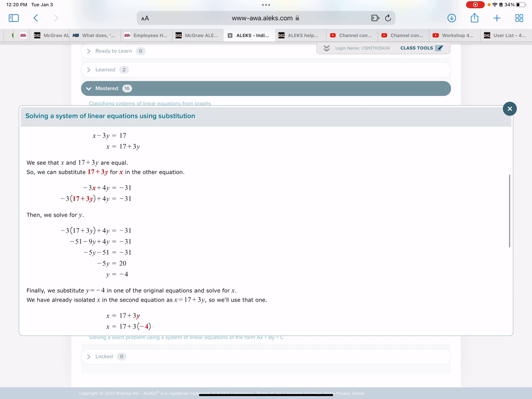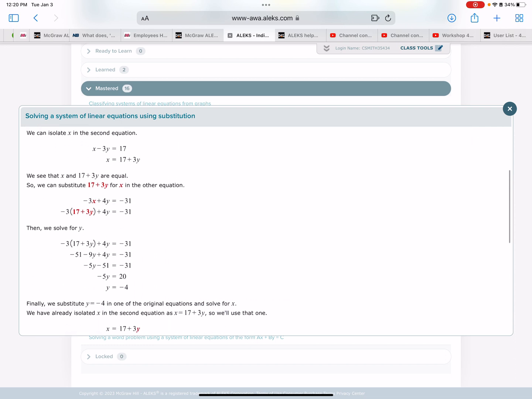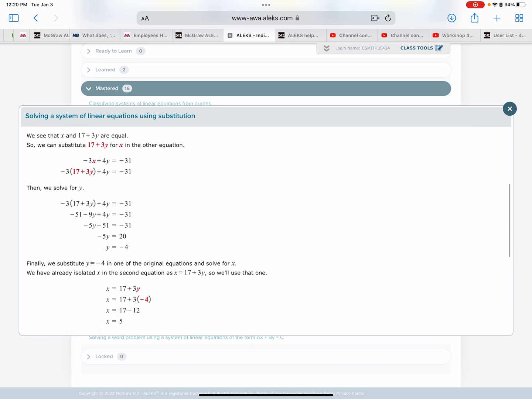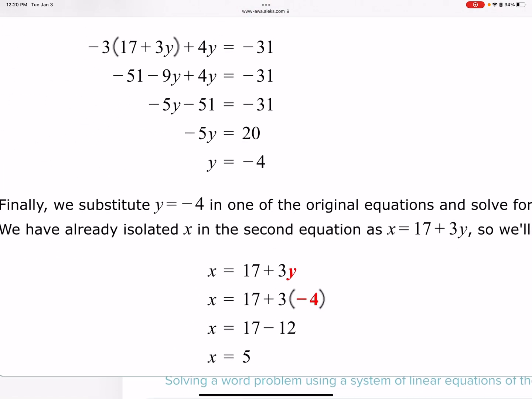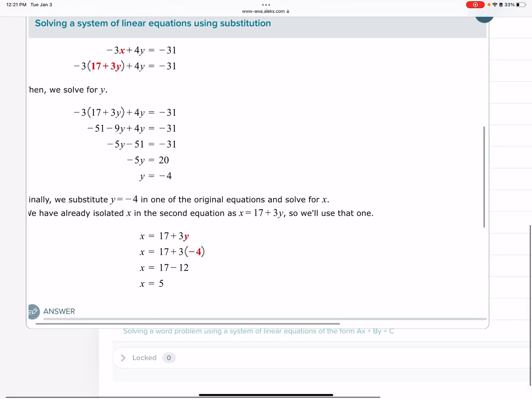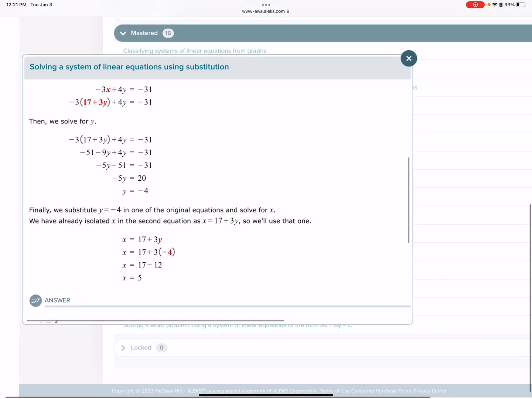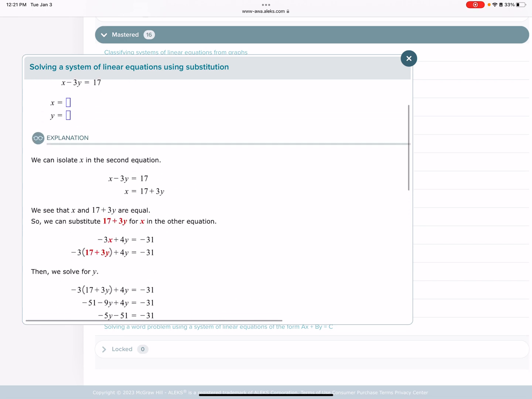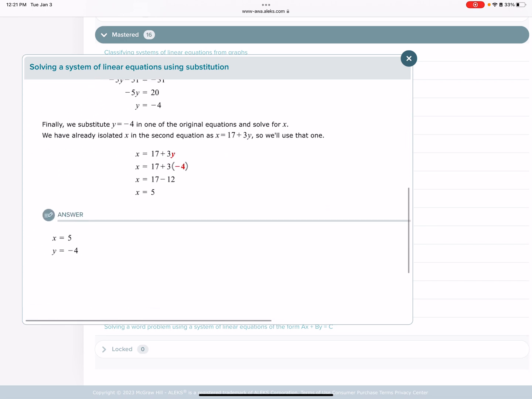Now it's going to take that and put it into the opposite equation that's showing you here in red, and then solving it by distributing. That's where negative 3 times 17 right here gets you negative 51. Negative 3 times positive 3y is negative 9y. And then simplifying a bit to get y equals negative 4. Once you have that negative 4, you're going to go ahead and put it into either one of the original equations and get what your x is.